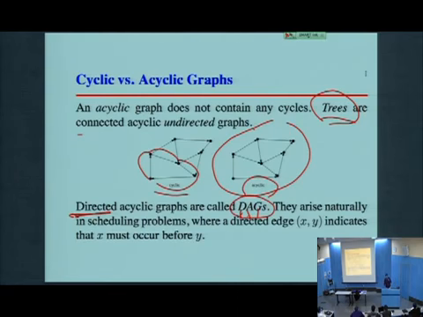What graphs can you think of that are DAGs? Can anybody think of a world where there is a directed acyclic graph? Yes? Job schedule. Or what I would say, course prerequisites. It's a similar kind of thing, right?